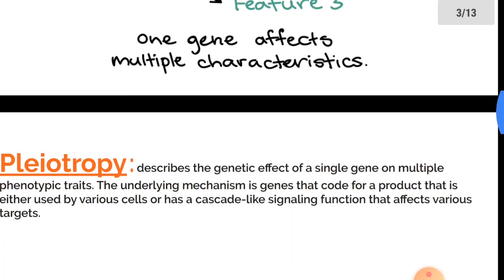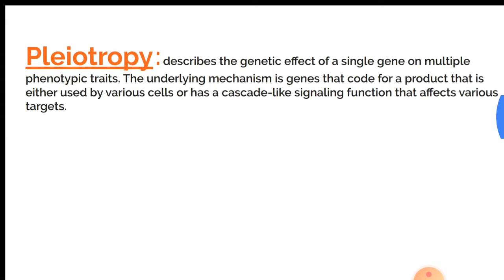Here you can see the definition of pleiotropy. Pleiotropy describes the genetic effect of a single gene on multiple phenotypic traits. The underlying mechanism is genes that code for a product that is either used by various cells or has a cascade-like signaling function that affects various targets. So, what do we understand by this?